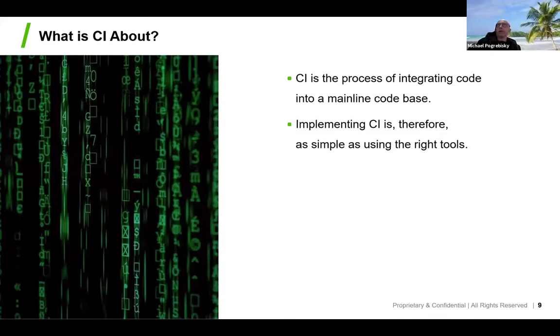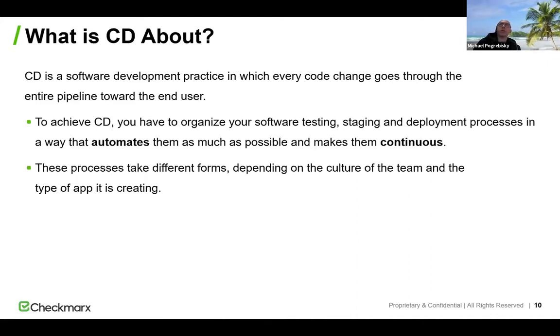Okay, CI. What is CI? So basically, continuous integration. It's a process of integrating code into the mainline code base, and it relies on lots and lots of tools that streamline this process. And continuous delivery is the development practice basically based on CI.